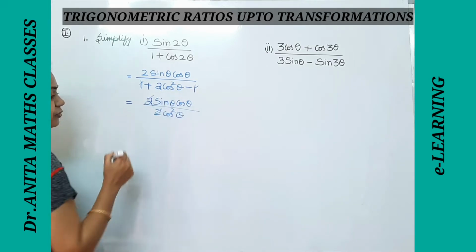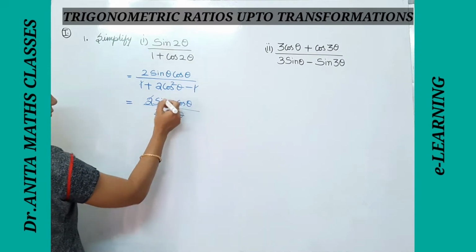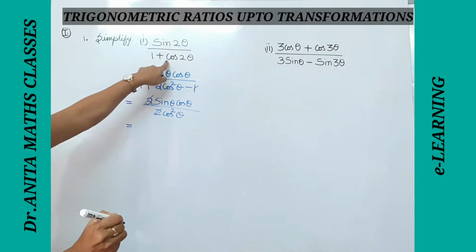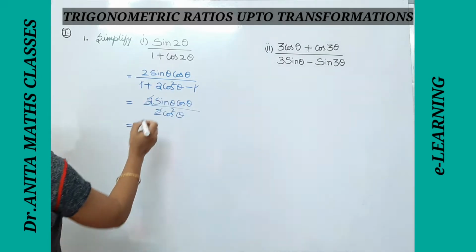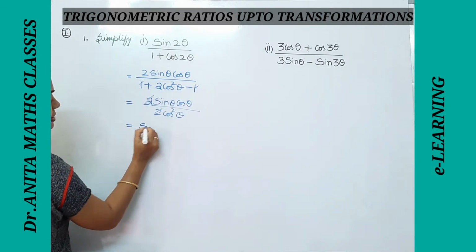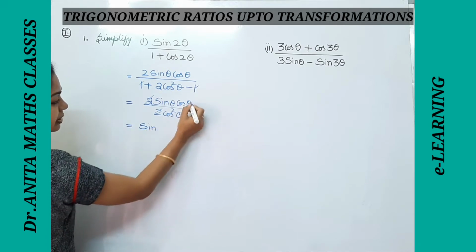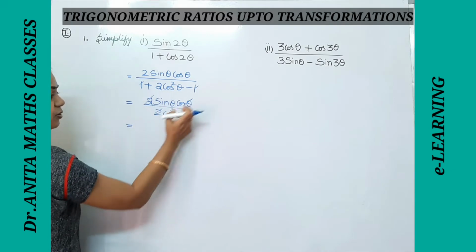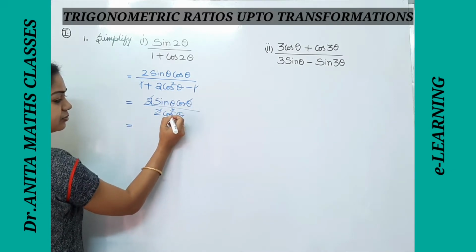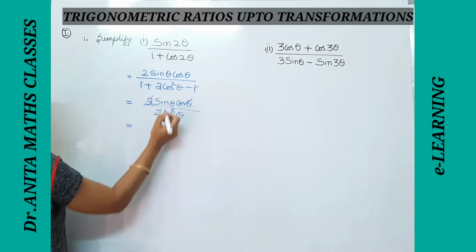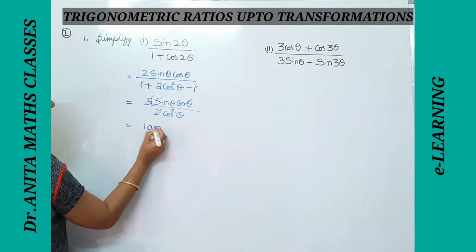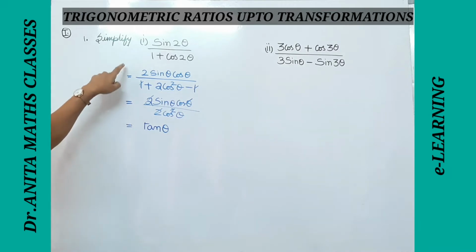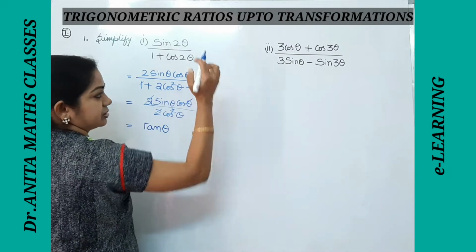If we cancel off 2, again what do we have here? We can also write 2 cos square theta minus 1, right? Here we can write it as sine theta. This cos and 1 cos go off. See here, 1 cos and 1 cos go off. So remaining is only sine theta and cos theta, that is equal to tan theta. The final answer is tan theta using the formula of sine 2 theta and cos 2 theta.